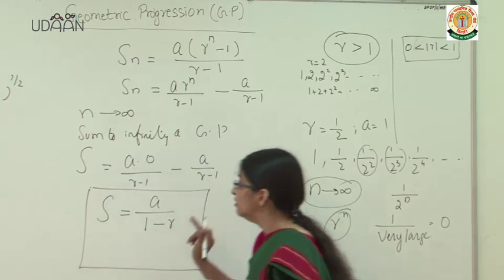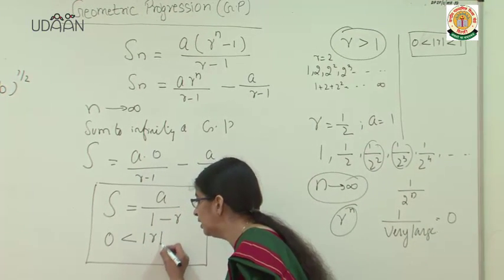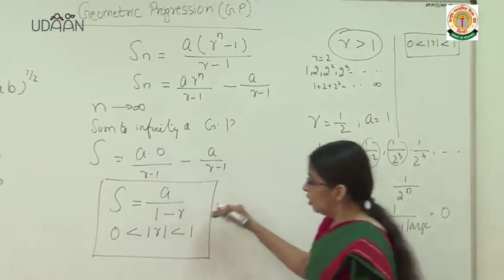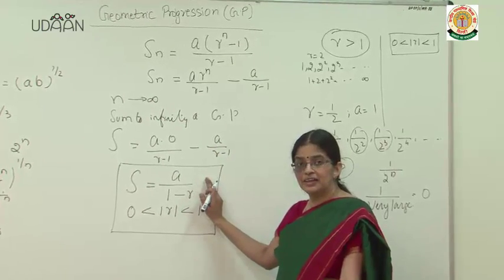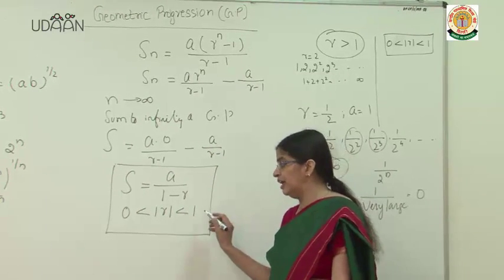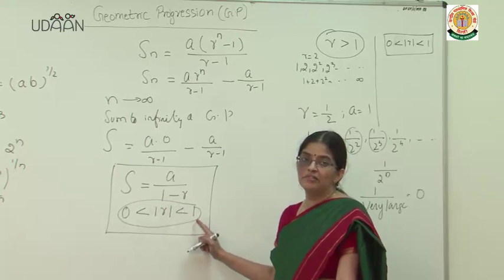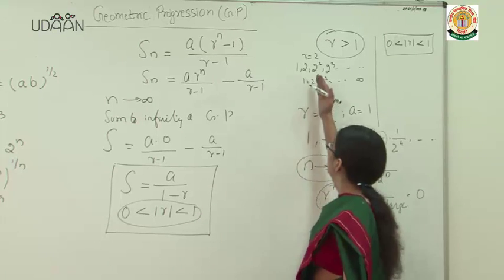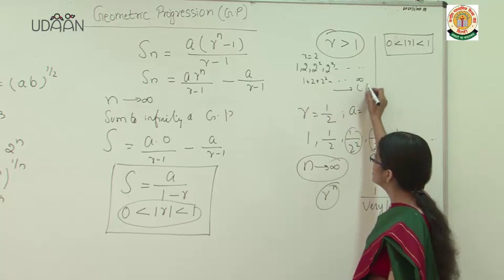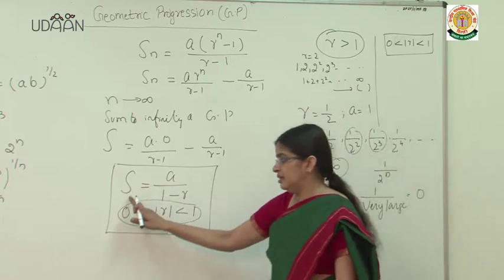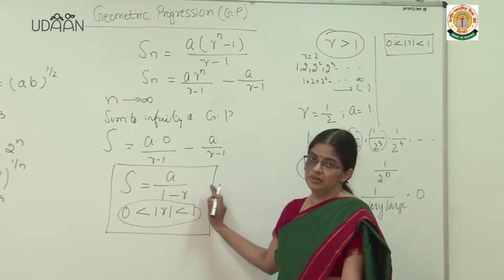Here remember, this is true only if 0 is less than mod r less than 1, or we say the series is convergent. An infinite GP is convergent only depending on the value of r. Mod r should lie between 0 and 1. Only then the series is convergent. We have seen this through the example. Here the series will not approach a single value, whereas in the case S equal to a by 1 minus r it is a convergent series.